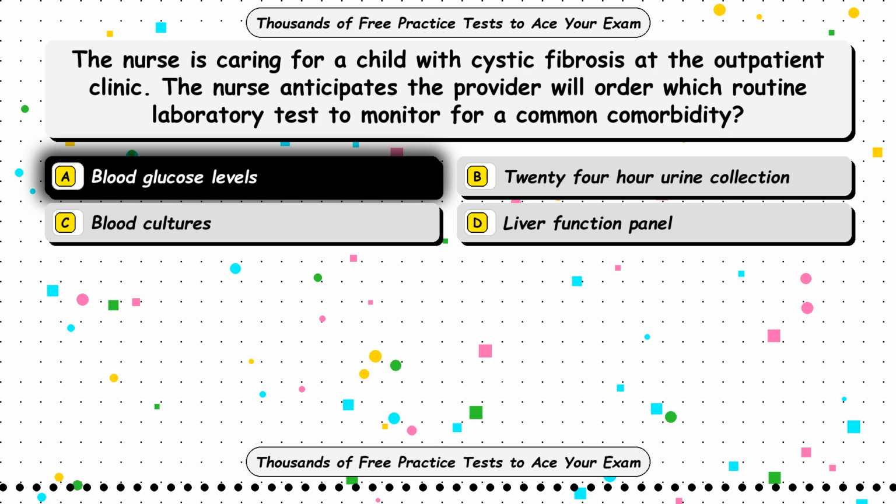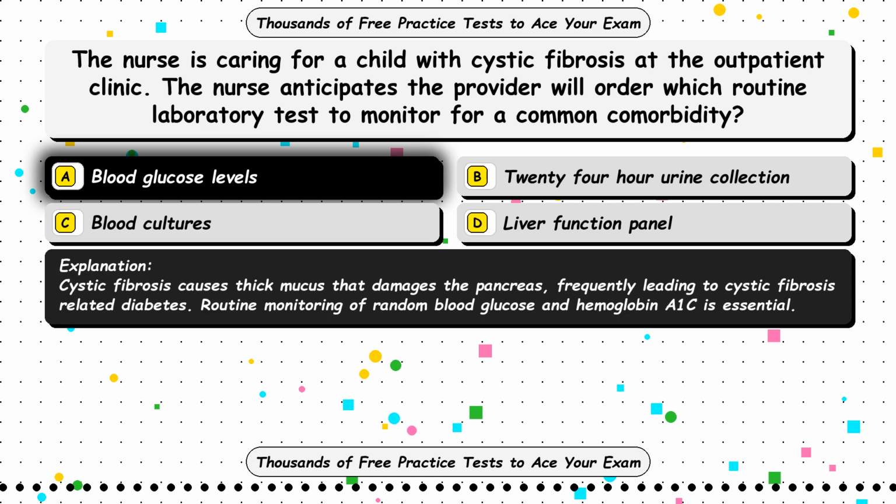The correct answer is option A, blood glucose levels. Cystic fibrosis causes thick mucus that damages the pancreas, frequently leading to cystic fibrosis-related diabetes. Routine monitoring of random blood glucose and hemoglobin A1C is essential.